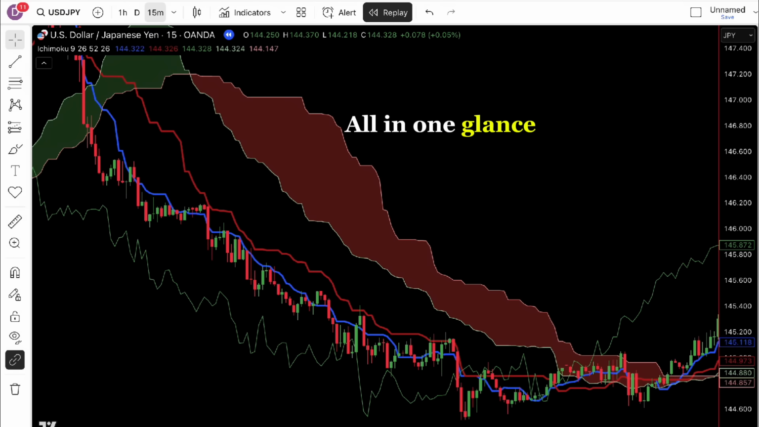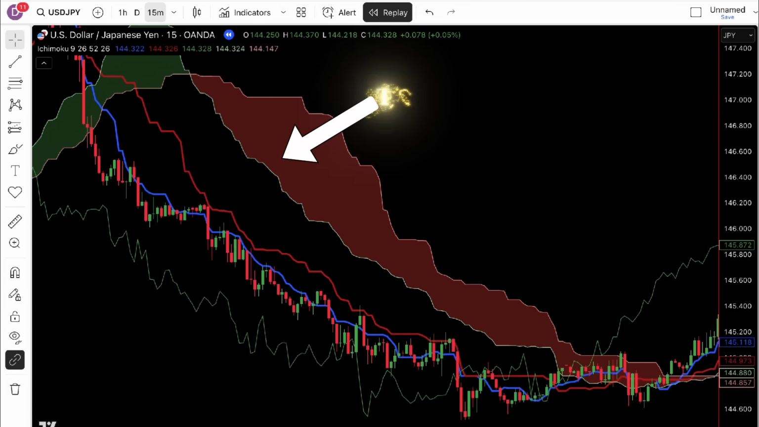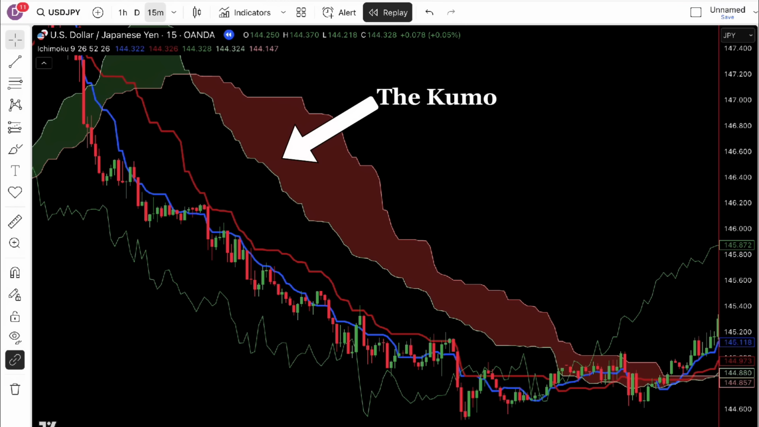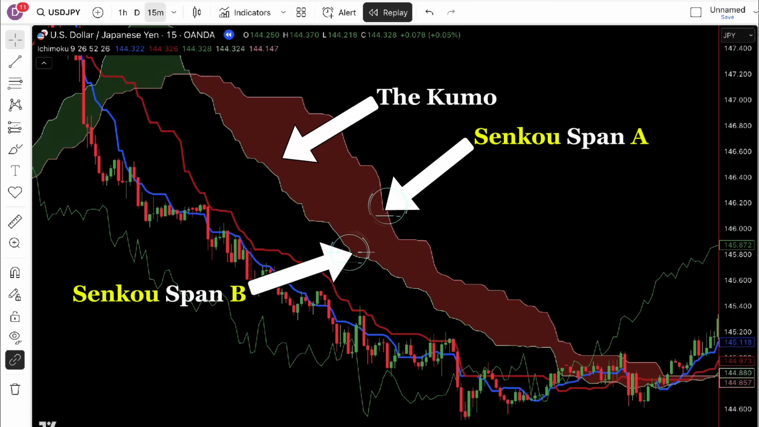Most beginners get overwhelmed trying to track all 5 components at once, but here's a key insight. The real strength of Ichimoku lies in the Kumo, also known as the cloud, that space between Senkou span A and B. This cloud is where the equilibrium battle between buyers and sellers happens. It acts as a multi-dimensional zone of support and resistance, far more powerful than a single line.